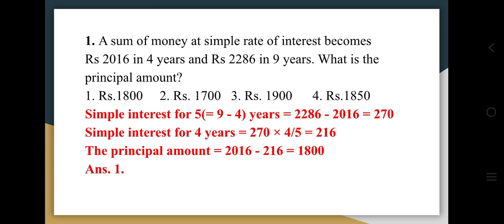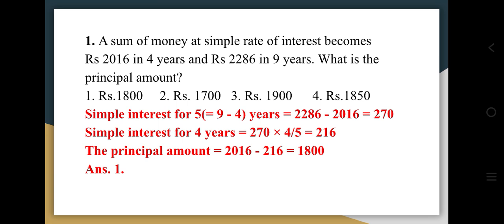So simple interest for 5 years. How do we get 5? Because 9 years and 4 years are given, so 9 minus 4 is 5. So simple interest for 5 years is 2286 minus 2016, which is 270. So simple interest for 5 years is 270 for a certain amount.